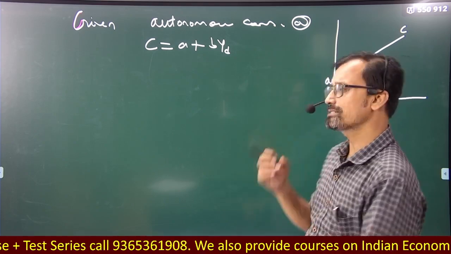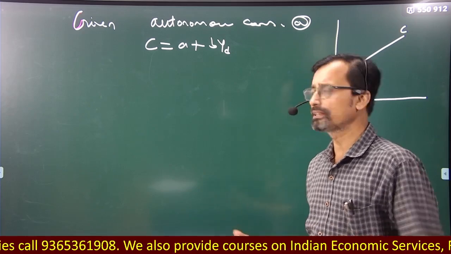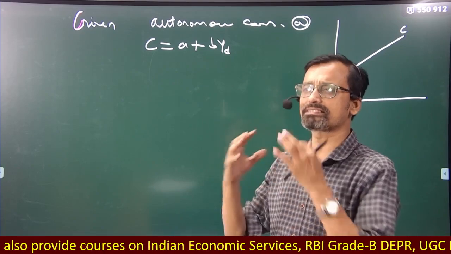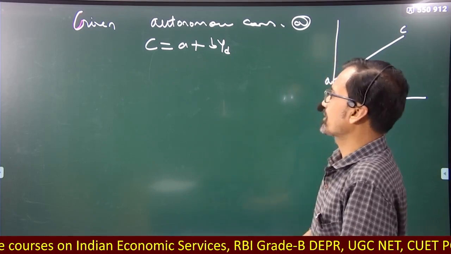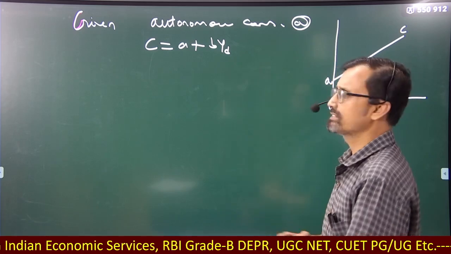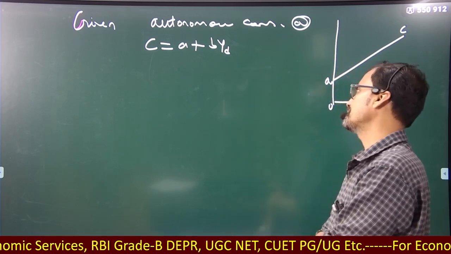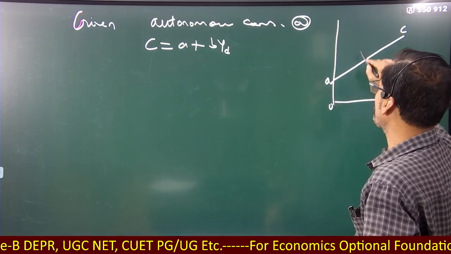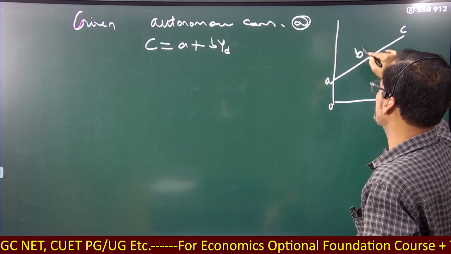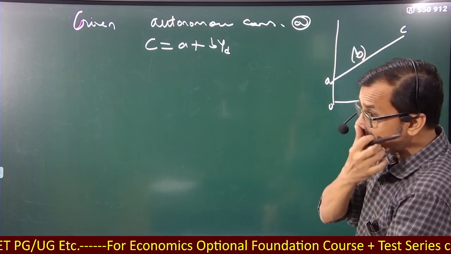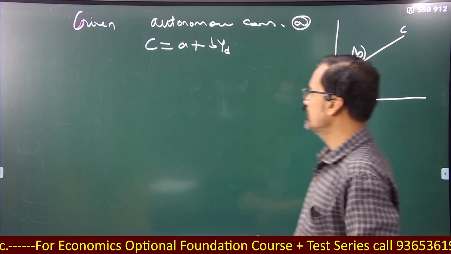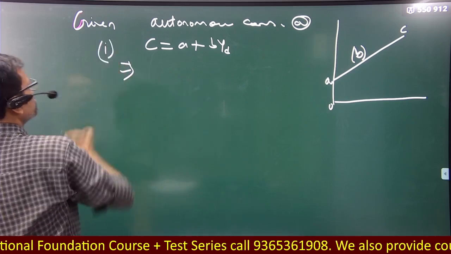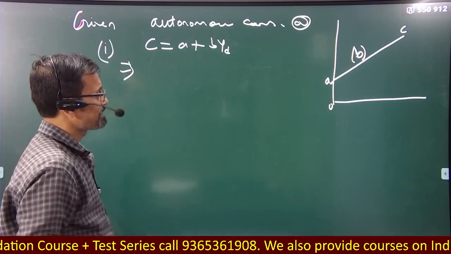Autonomous consumption expenditure is what? It's a simple thing. At zero level of income, when there is some consumption expenditure, it is termed as autonomous consumption expenditure. And B is the slope of the consumption curve, that is the marginal propensity to consume. So therefore, answer 1: consumption expenditure is given here.